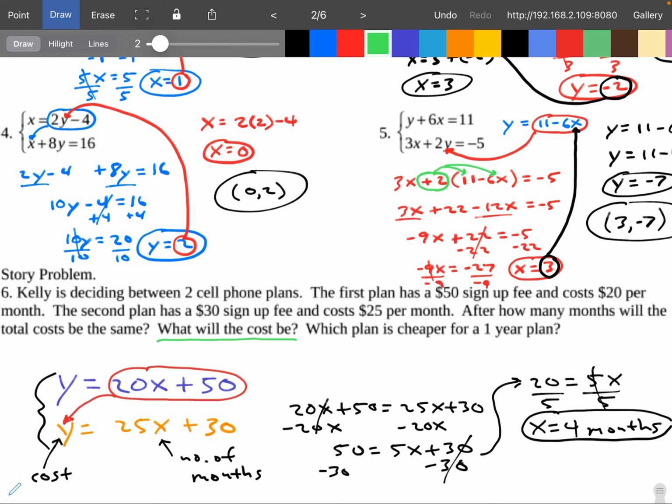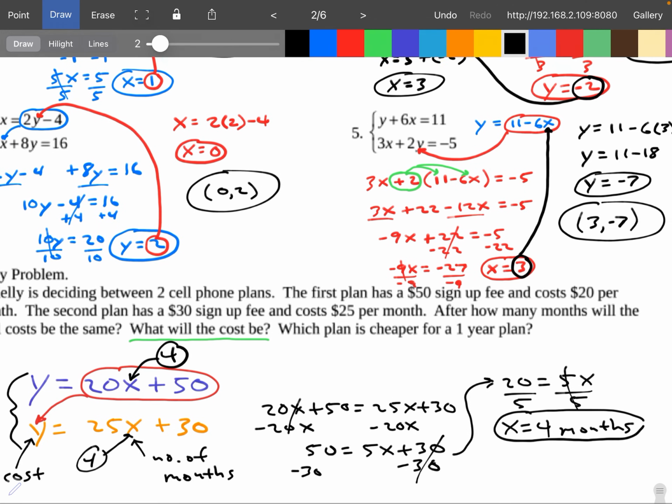So then the second question says, oh, where is it here? It says, what will that cost be? I know the cost will be the same after 4 months. Well, how much would that be then? What do I have to do, guys? Put the 4 into the 20x. Yeah, plug the 4 in, right?